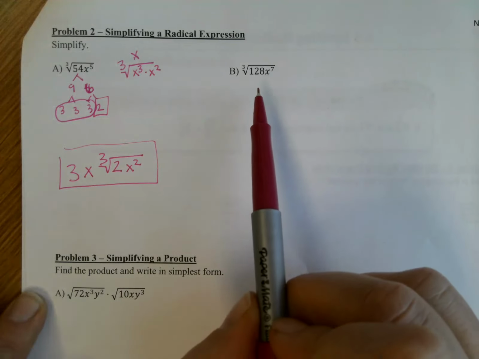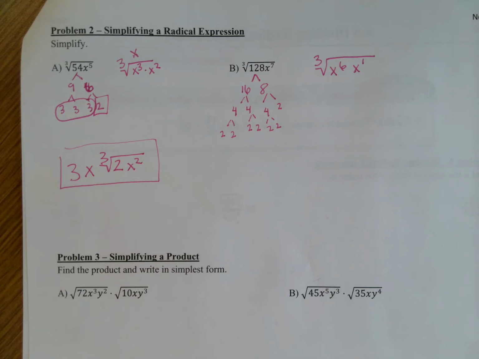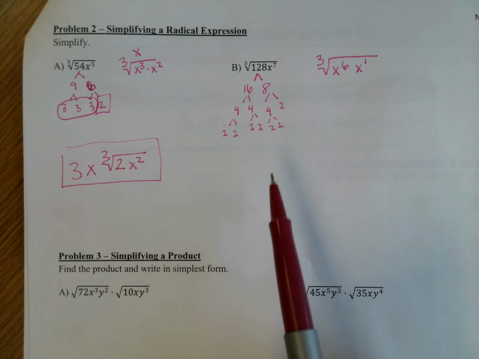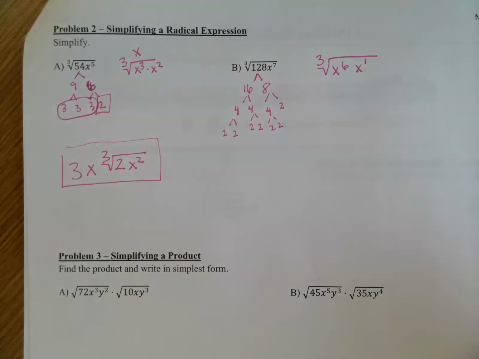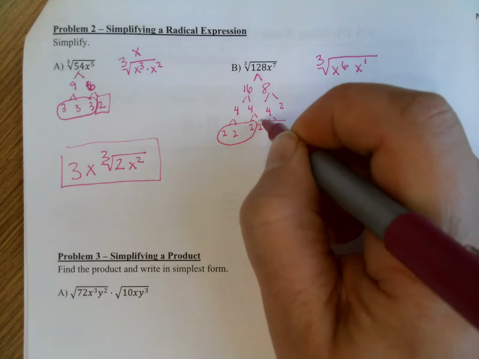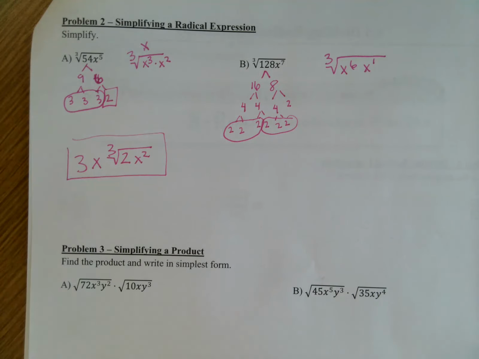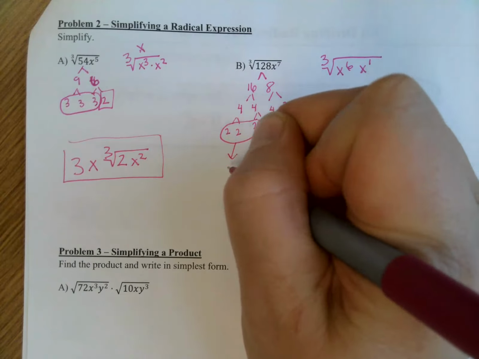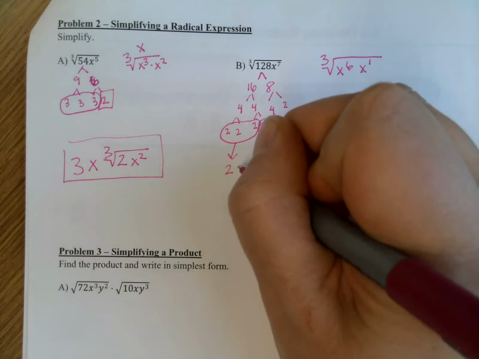I want you to try to pause the video and try to do B by yourself. So here's my factor tree. Lots of 2's here. I'm looking for groups of 3. So I'm going to circle this group of 3. Here's another group of 3. So I can take out a 2 here, and I can take out a 2 here.